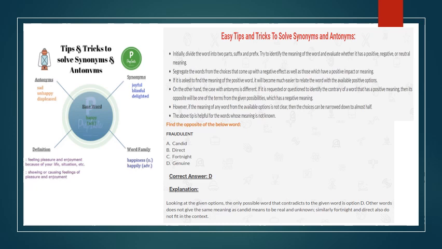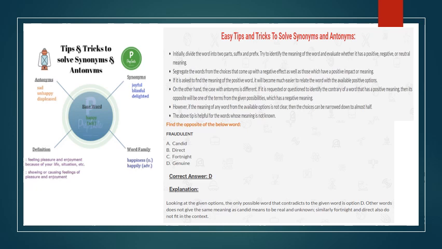Definition: feeling pleasure and enjoyment because of your life, situation, etc. Showing or causing feelings of pleasure and enjoyment. Then word family: happiness, happy. Happiness is a noun, happily is an adverb. What you can do is draw pictures like these, and then it will be easier for you to remember synonyms as well as antonyms.